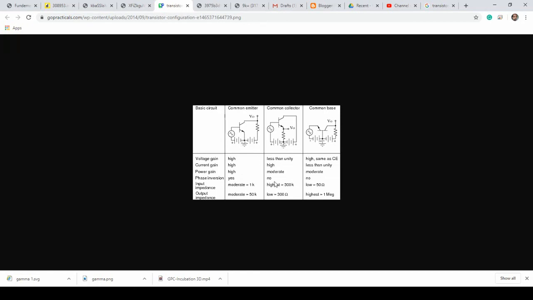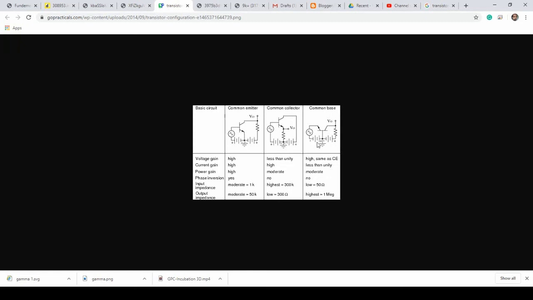Input impedance is moderate, about 1 kilo ohm, and the highest, about 300 kilo ohms, in a common collector. So the input impedance is high, the output impedance is high, and in the common base kind of configuration, your input impedance is low, about 50 ohms. And in terms of output impedance, it's moderate, about 50 kilo ohms. It's very low, about 300 ohms, and the highest of about 1 mega ohm.